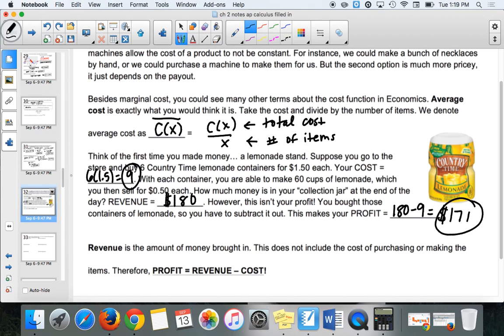So revenue is the amount of money that you brought in. At the lemonade stand, it's the amount of money that's in the jar at the end of the day. This does not include the cost of purchasing the lemonade or making the item. So therefore, your profit is equal to your revenue minus your cost. Does that make sense? Revenue, cost, profit.